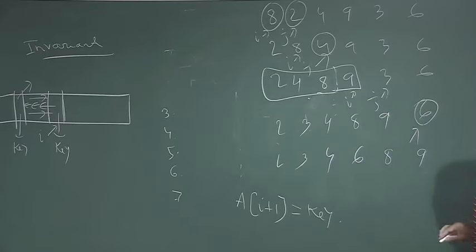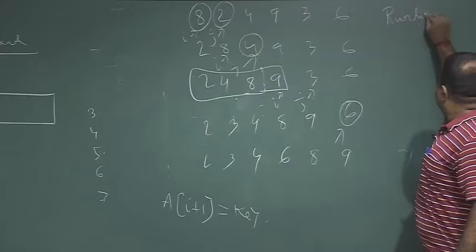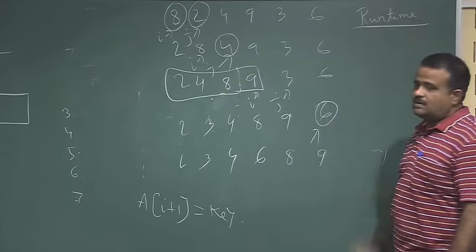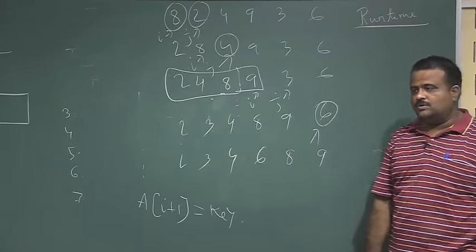That is it, j is gone. So, this is the execution of this code. Okay. Now, what is the runtime of this algorithm or this piece of code?